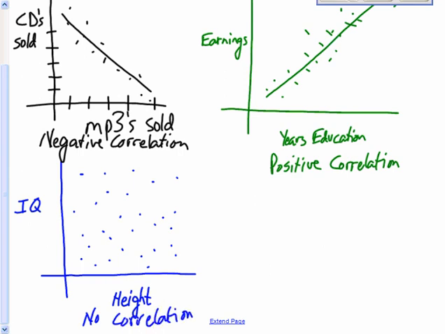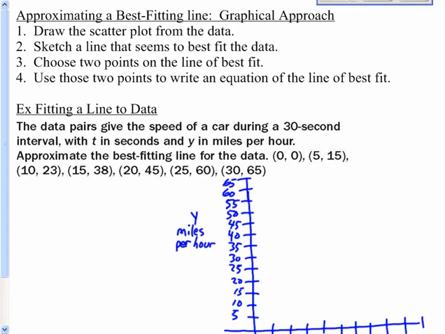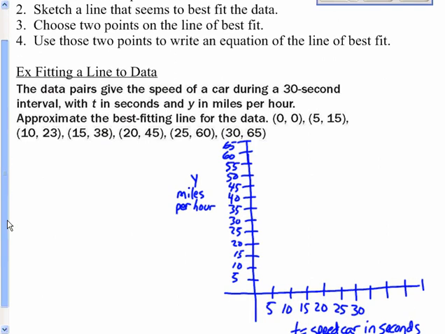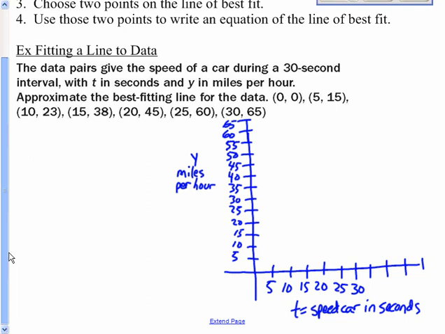All right, let's do an example here where we actually have some data. To approximate a best fitting line for a bunch of data, this is a graphical approach. You draw the scatter plot. You sketch a line that seems to best fit the data, like I was doing, and then you choose 2 points and write the equation for that. Let's take a look at this example.